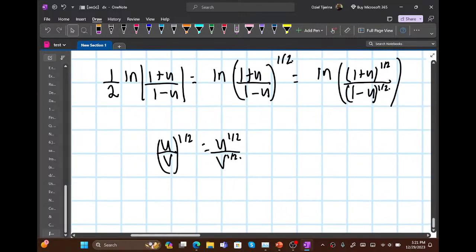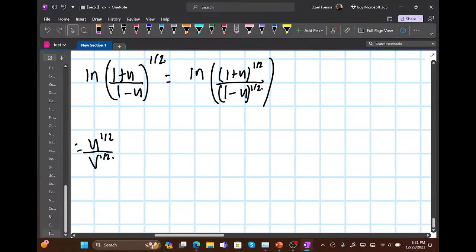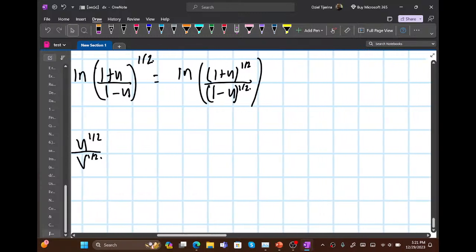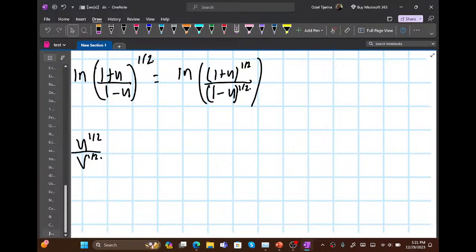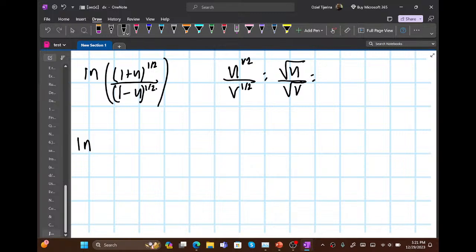And so, from here, we're going to turn this into radical form. In other words, this is the natural log. Remember that u to the 1/2 over v to the 1/2 is really the square root of u over the square root of v, which is really the square root of u over v. That is an algebraic property, guys. You really have to know your algebra really well, otherwise it's going to be so difficult.